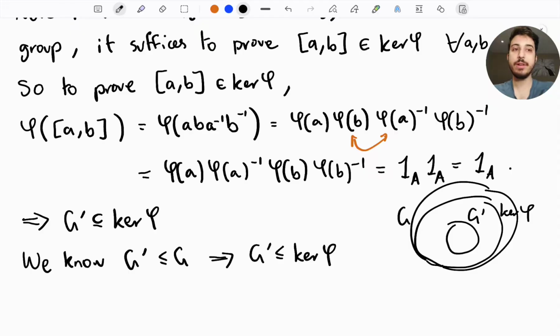So it does not matter if you take a smaller subset that contains G prime, which in this case is the kernel of phi. Therefore, terminating the proof of this lemma.